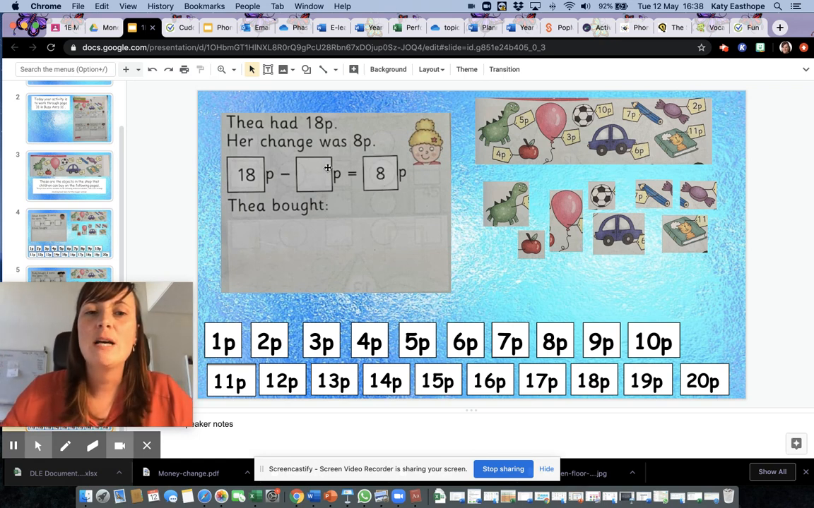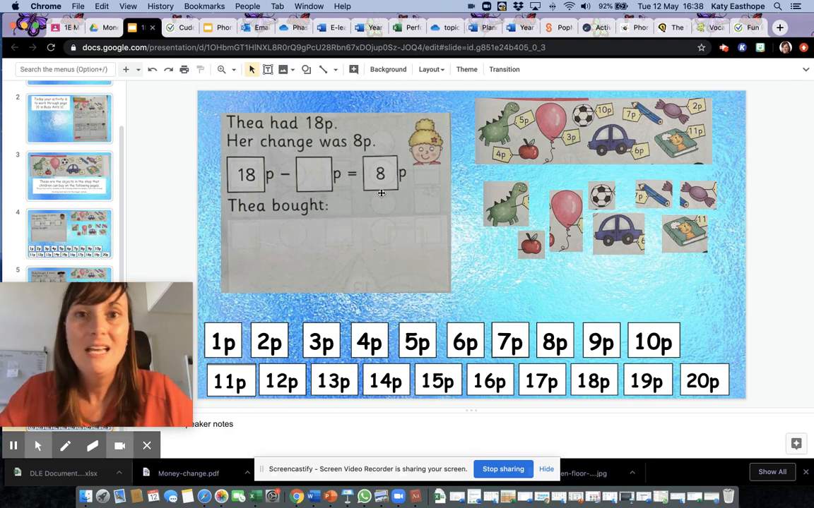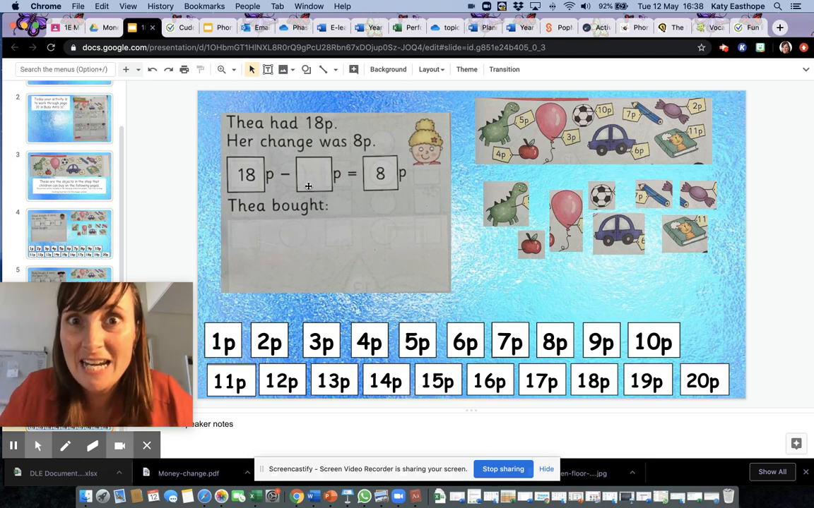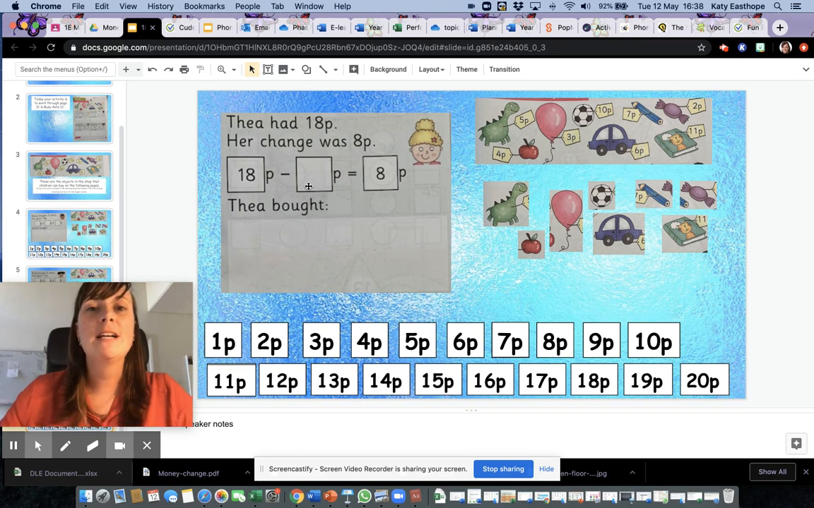So we need to find out what she bought to get 8p change. So we're finding the difference. Now it's a bit sneaky, it's still a subtraction. We can still do 18 take away 8, and that will give us our answer there. But shh, don't tell anyone, okay? So it's still a takeaway. But this is our answer this time.